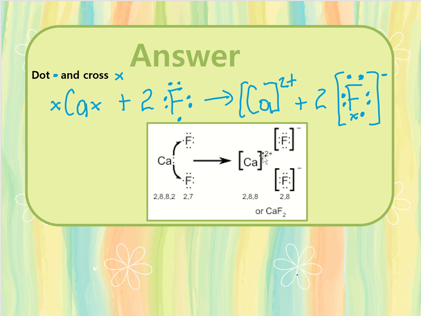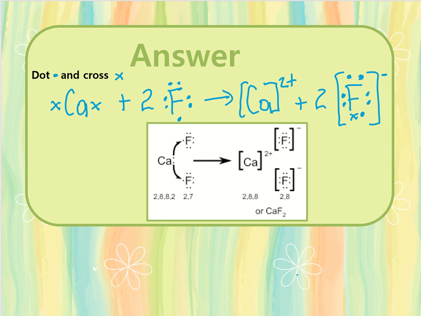And because the calcium lost two electrons, it is now calcium 2 plus, and each fluorine would have gained an electron and so become a fluoride ion, which is negatively charged. So two of them would be negatively charged, right? So we have two ways of writing it and essentially end up with the same thing for calcium fluoride.